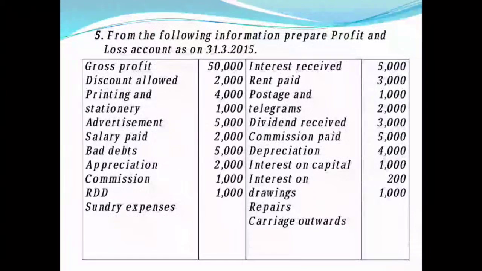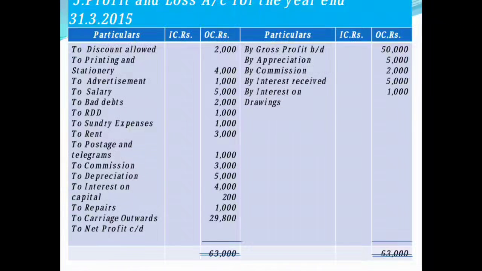And next you have dividend received rupees 2,000. Credit side is going to record by dividend received rupees 2,000.